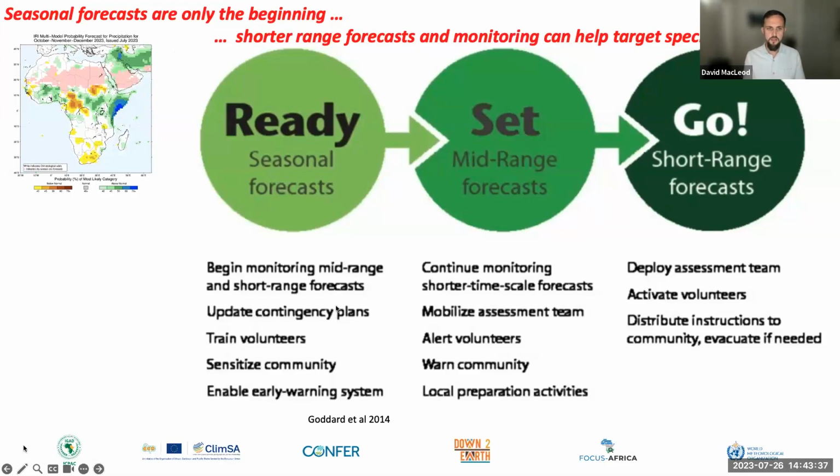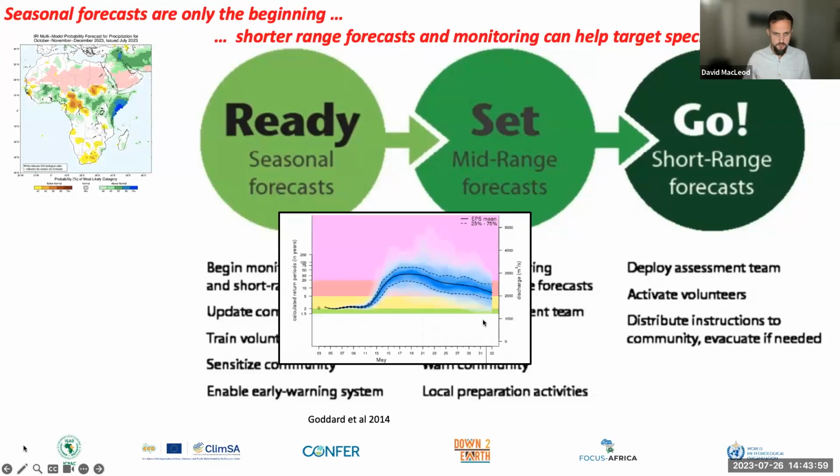Make sure your plans are in place, train volunteers, sensitize a community. Depending on your sector, you might have different actions. And then that could be a seasonal forecast, and then a mid-range forecast, where you might start to take some more definitive actions. For instance, if a seasonal forecast is wet, you might start monitoring this, which is a flood forecast. This is from a global system. This is showing the height of a river forecast over the next few weeks, over the next month.